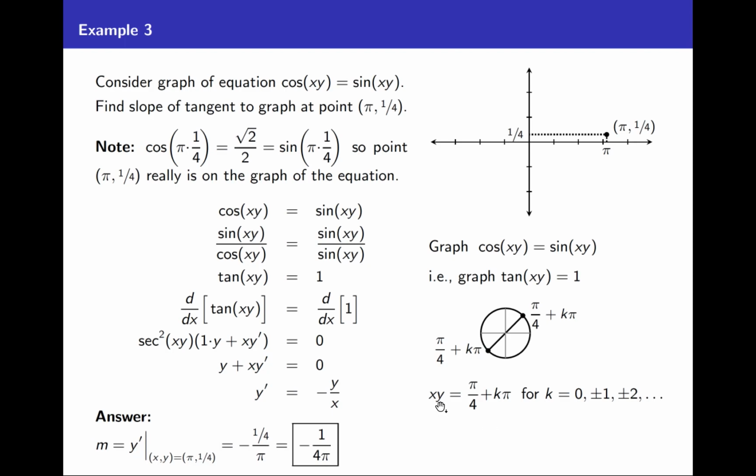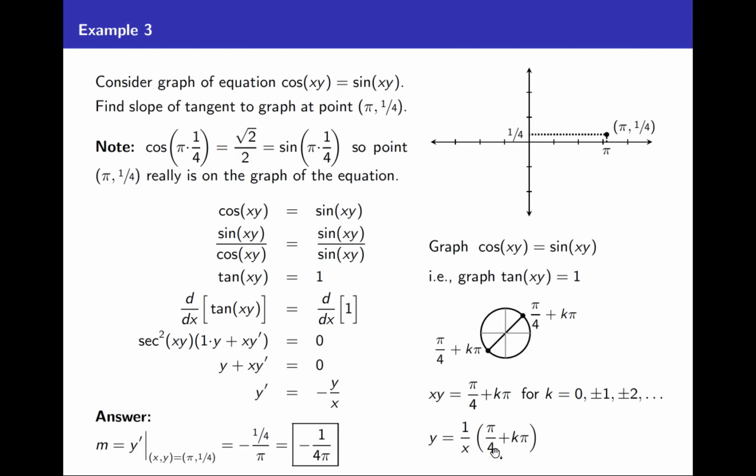Well, look at that. We could solve for y here. Multiply both sides of this equation by 1 over x, and we get y equals 1 over x times a constant, pi over 4 plus k pi. And that constant depends on what k is. So that's y equals a function of x. And we can graph that. If you think about the graph of y equals f of x, it looks something like this. That's a familiar function. And let's take, to start off with, k equals 0.